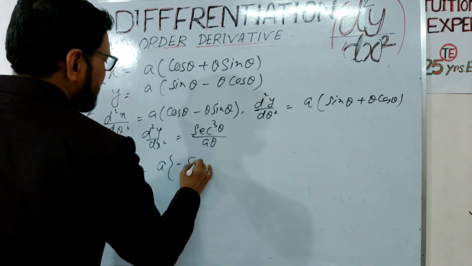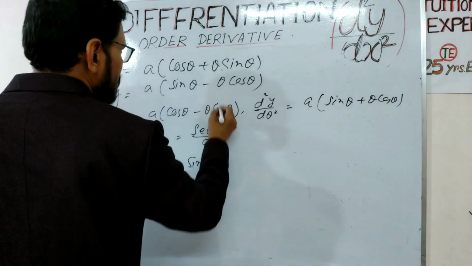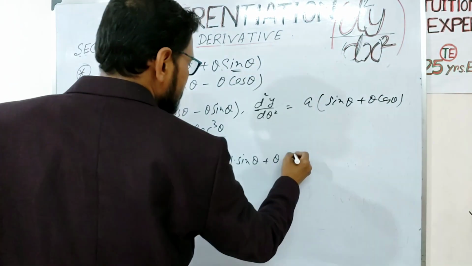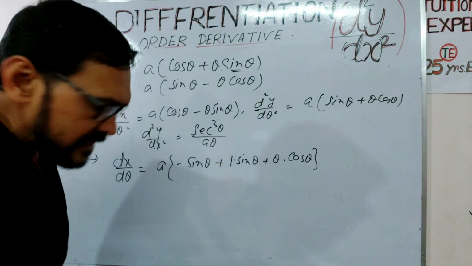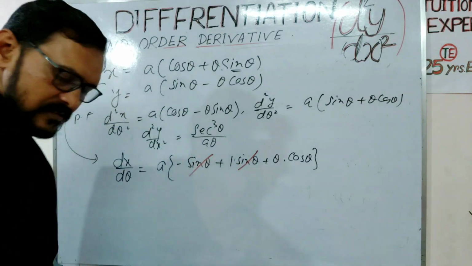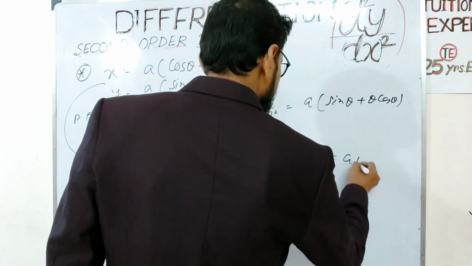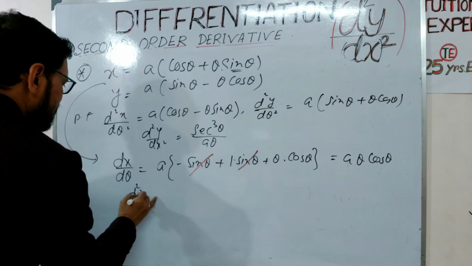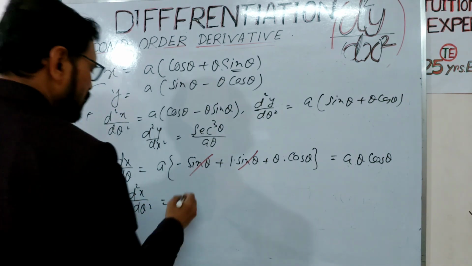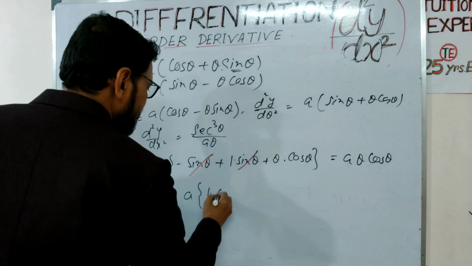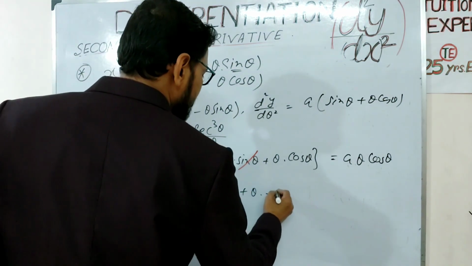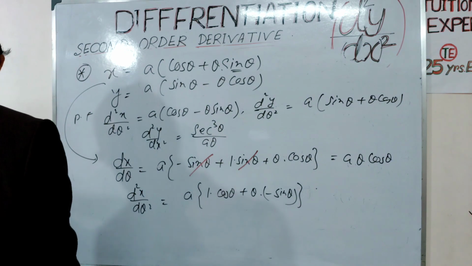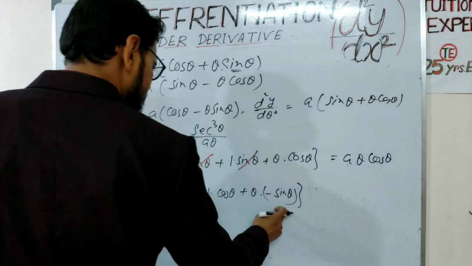Cos theta derivative is minus sin theta, and this is the UV rule. Derivative of theta is 1 into sin theta plus, when theta is constant, sin theta derivative is cos theta. So now we cancel this and this. So dx by d theta equal to a theta cos theta. So now d2x by d theta square equal to a into theta derivative is 1 into cos theta plus theta into cos theta derivative is minus sin theta. So this is the d2x by d theta square. So it is proved, a cos theta minus theta sin theta. Proved.